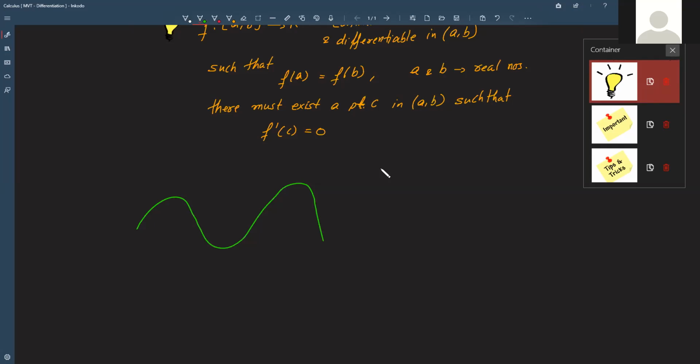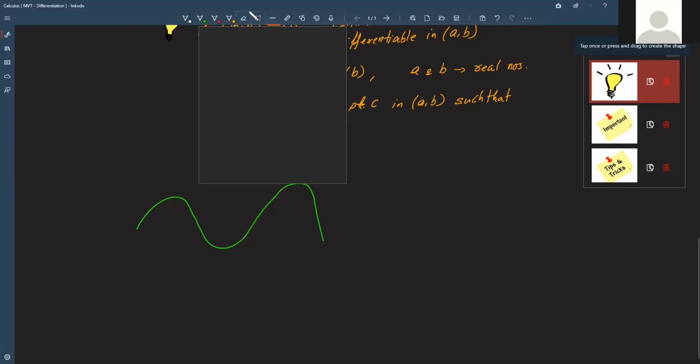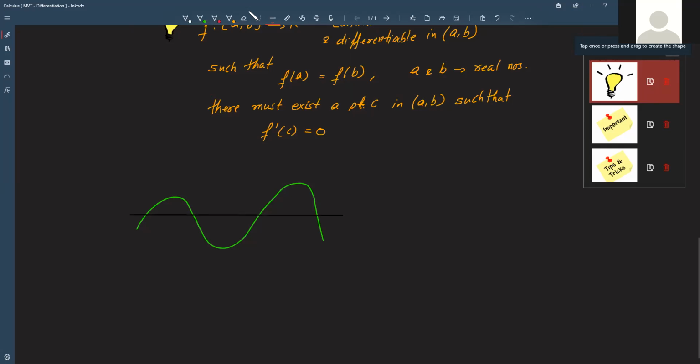Now, obviously, if I draw the x-axis, or a line parallel to the x-axis, say this. So this is a line which is parallel to the x-axis, as you can see, and because it is parallel to the x-axis, one minute.